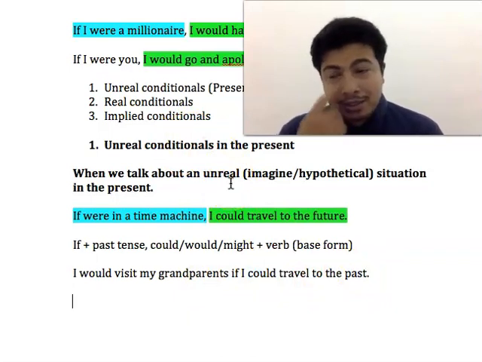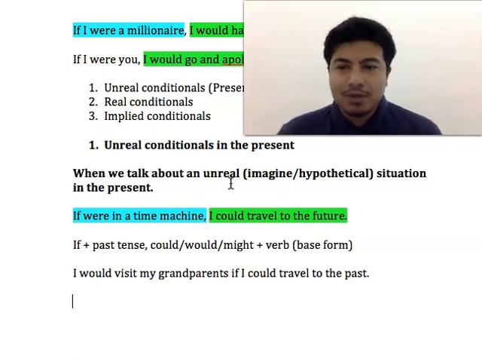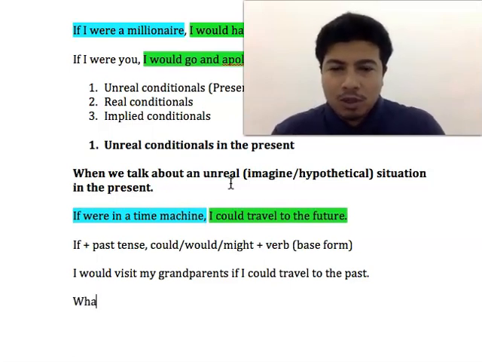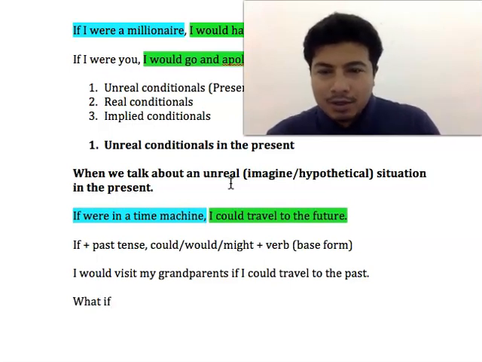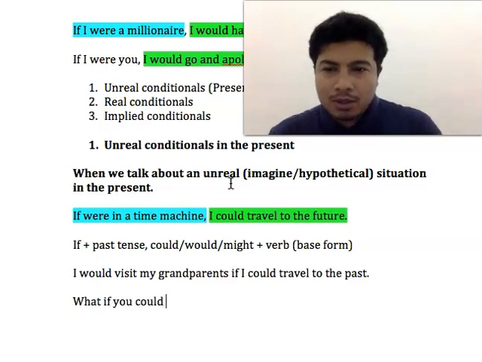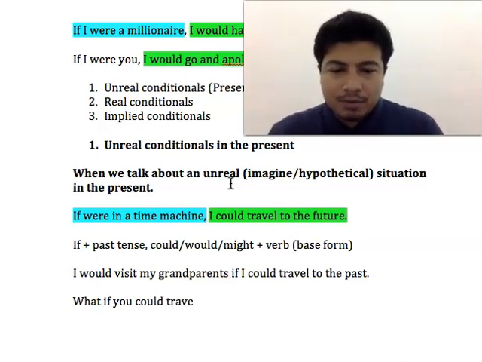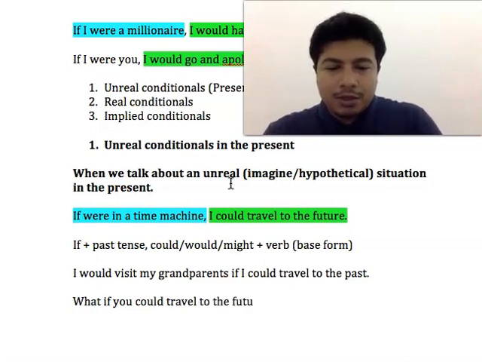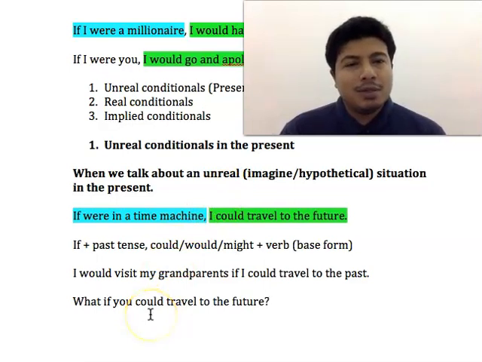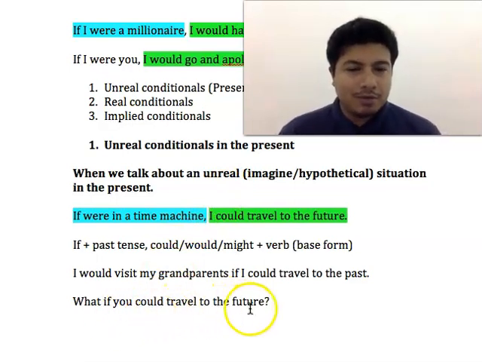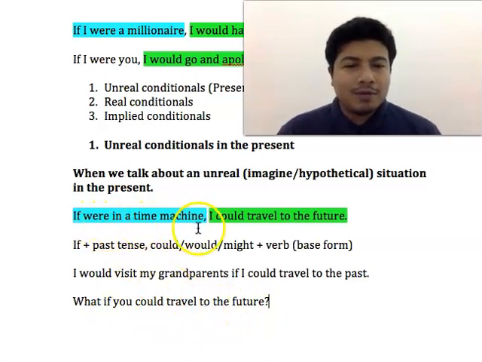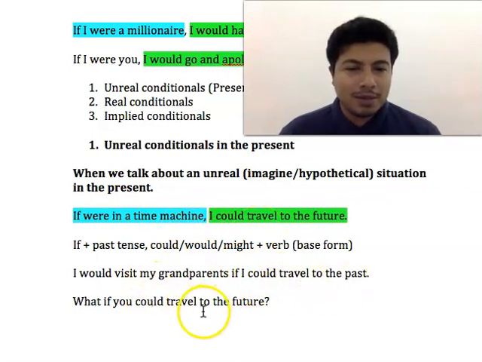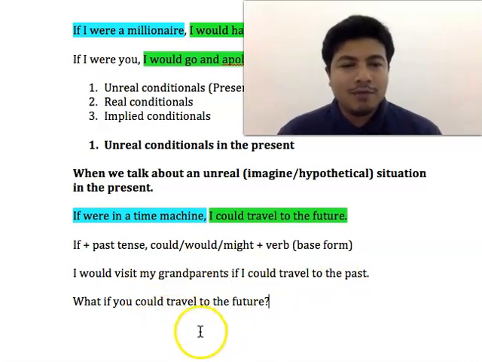You can also ask a question using conditional. For example, when you say what if you could travel to the future? So this is a conditional question. What if you could travel to the future? If I could travel to the future, if I were in a time machine, I could travel to the future. Or if I could travel to the past, I would visit my grandparents. So those would be the answers to this kind of question. So you have a conditional question.